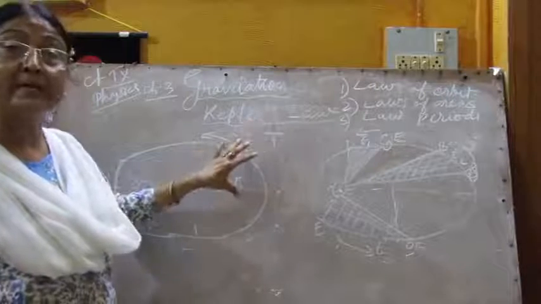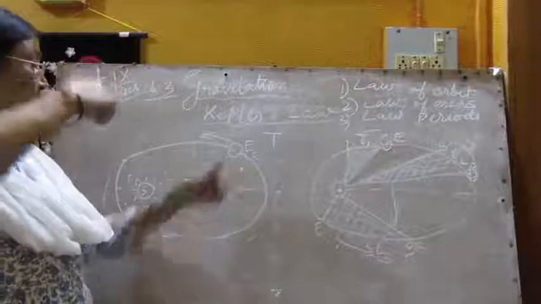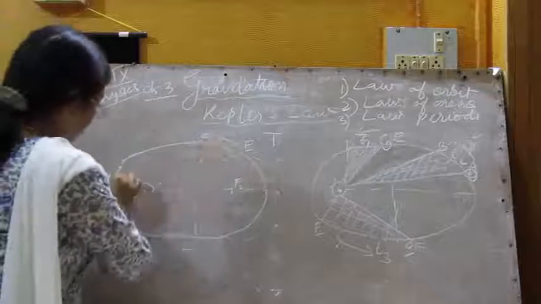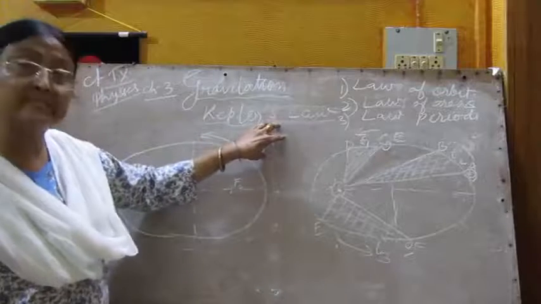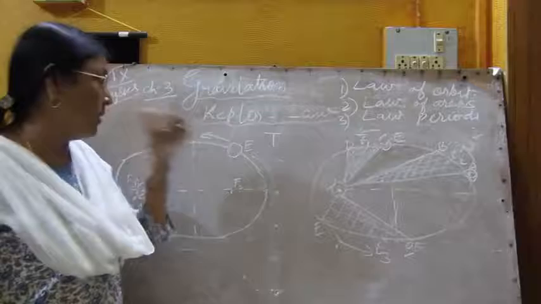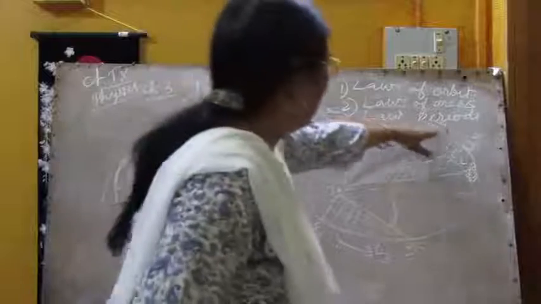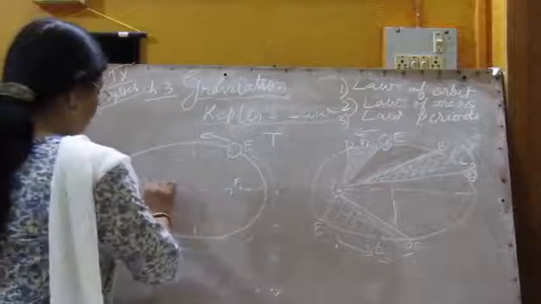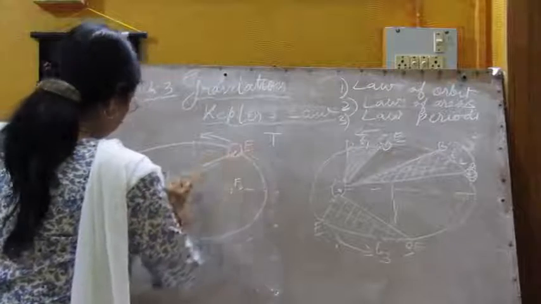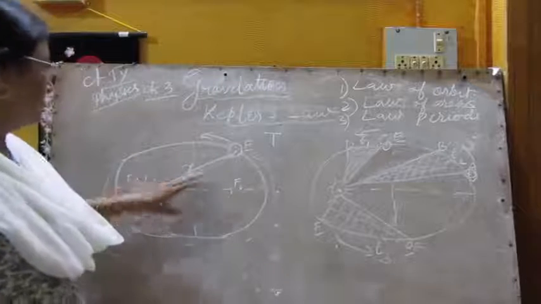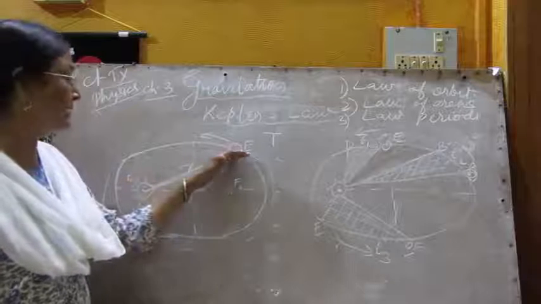That means the time taken by the planet to cover one elliptical orbit. That means from here to here, coming back, whatever the time taken, suppose this is T, this is called the time period of the respective planet. Now, Kepler's third law is the law of periods. Suppose this is R, the distance between the centers of the sun and the planet.